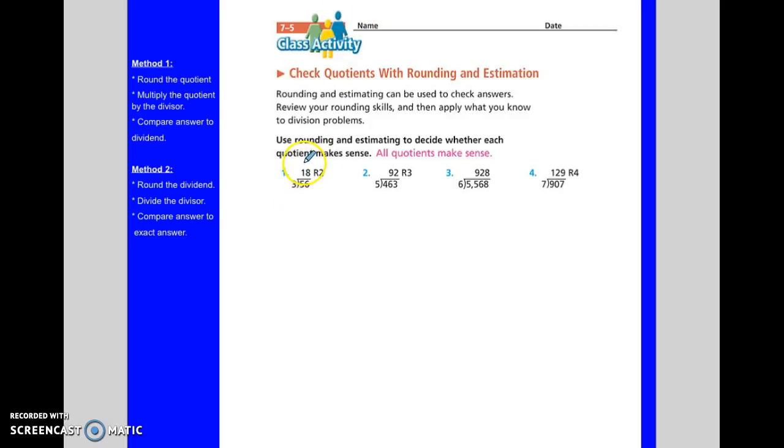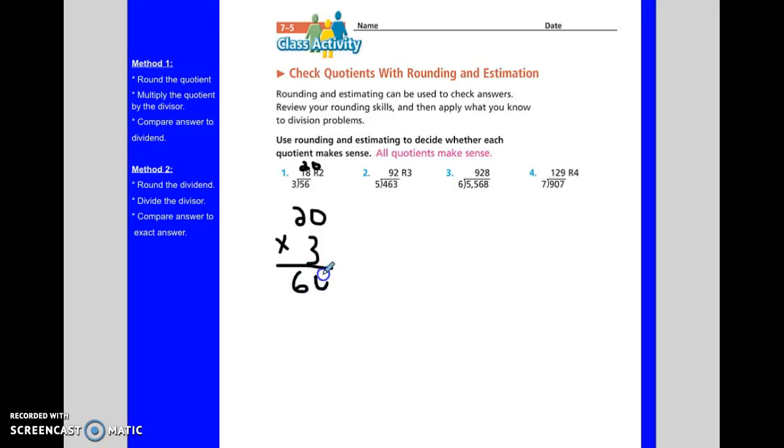So I'm going to change this to 20. That's a really easy number. And then we're going to go ahead and multiply the quotient and the divisor. So we're going to do 20 times 3. And we end up with 60.